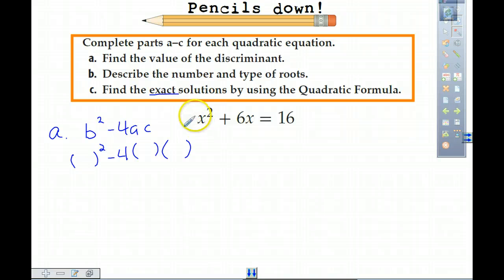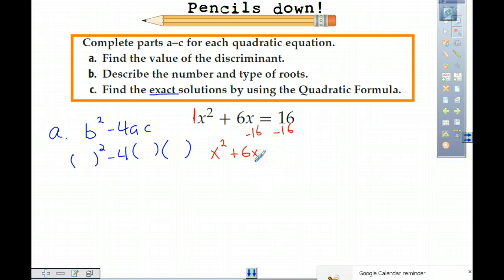So A, B, and C. What's A equal to, B equal to, and C equal to? Very good, -6. So you do have to subtract, you have to get this equal to 0 before you start. So that rule, we got to get equal to 0 before we start. So A is 1, B is 6, C is -6.